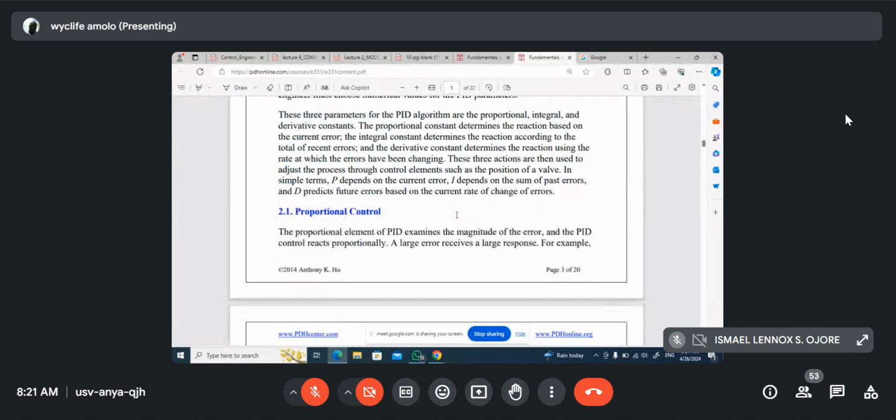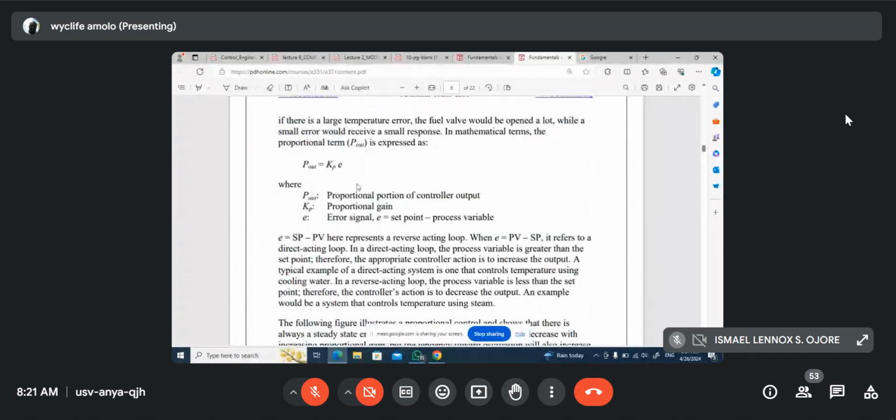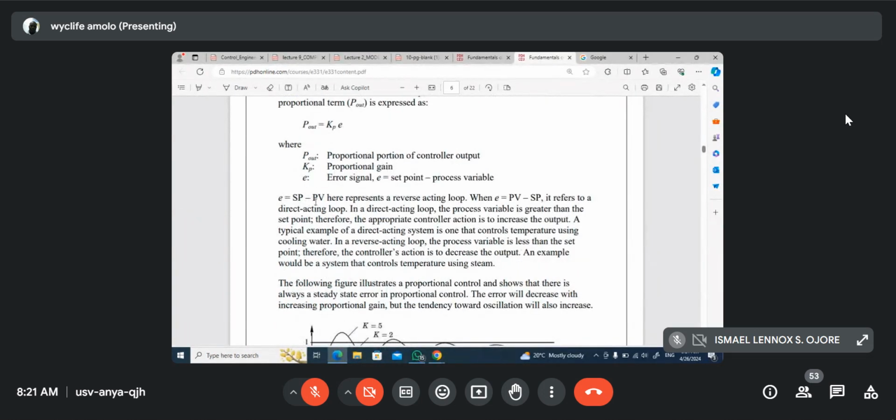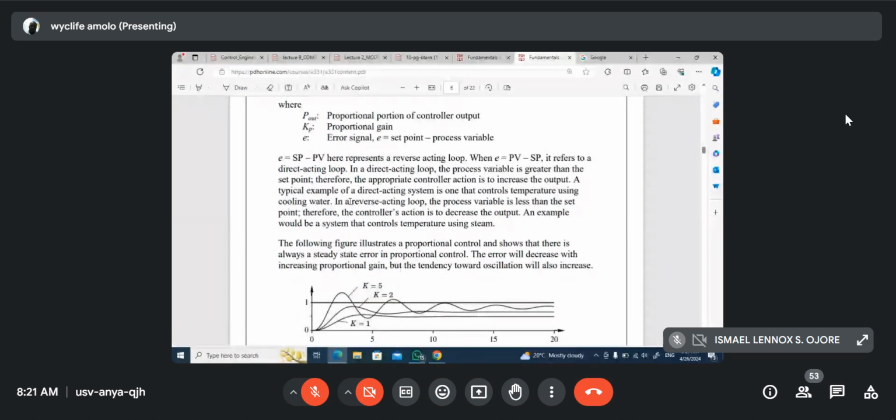Now, when we begin with the proportional control, you know the equation. We discussed this equation. P out is the proportional portion of the controller output, KP is the proportional gain, and E is the error, set point minus the process variable. So KP is a constant multiplying the error. So you know the plant is a function of error. Error is just SP minus that.